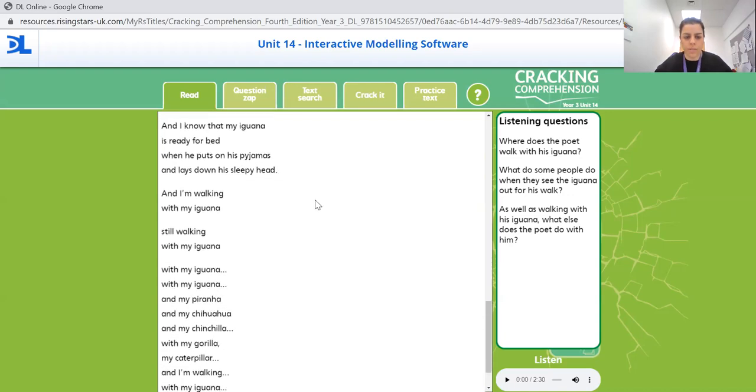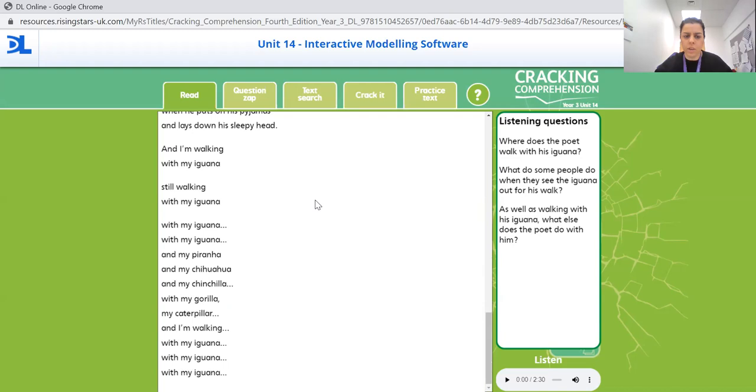And I'm going to keep going down to see if there's any other words that could be a bit tricky. So he listed iguana, but he listed some other animals as well. So a piranha is a type of fish. It's got sharp teeth and it eats things very quickly. It eats flesh and eats other animals really quickly if they're where it swims. So a piranha is a fish with very sharp teeth. A chihuahua is a very, very small dog. They're one of the smallest dogs in the world. You could have a look if you have a chance. If you've got internet, you can Google what a chihuahua looks like.